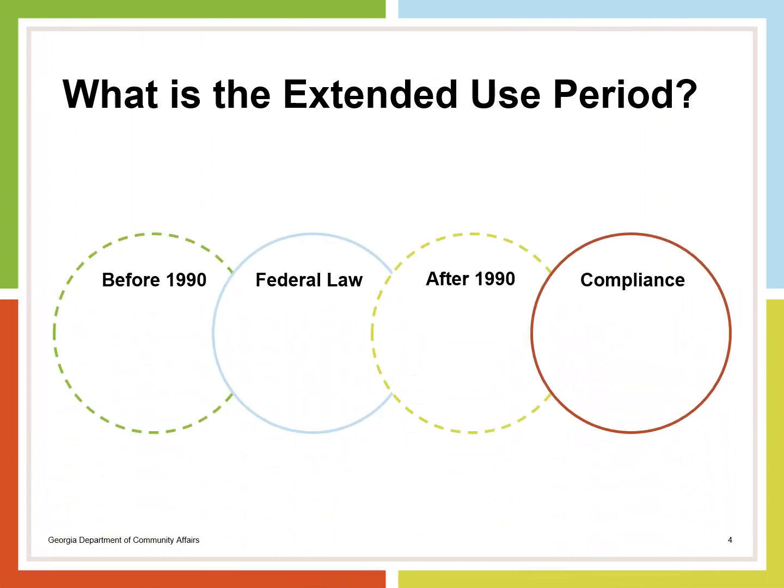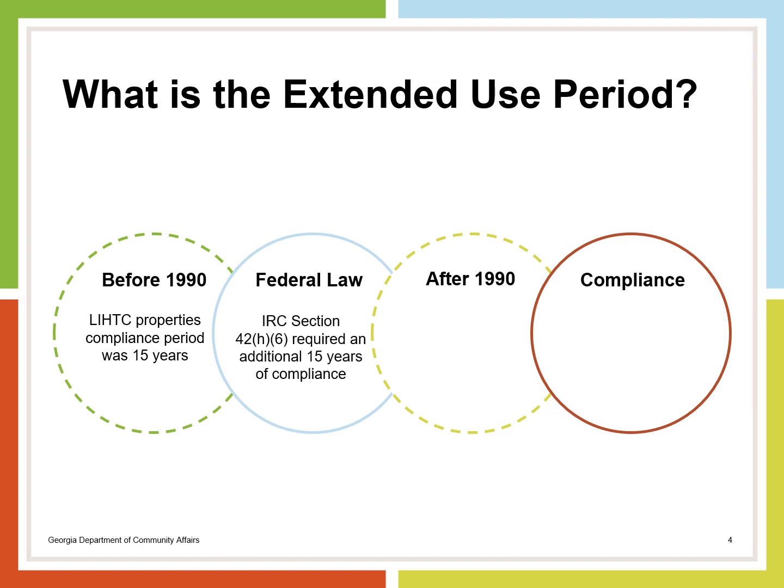Before we further explore the extended use period topics that you need to know, let's back up and make sure that we all understand exactly what the extended use period is. Properties awarded housing credits prior to 1990 had a compliance period of 15 years. A change in federal law required an additional 15 years of compliance, which is known as the extended use period.